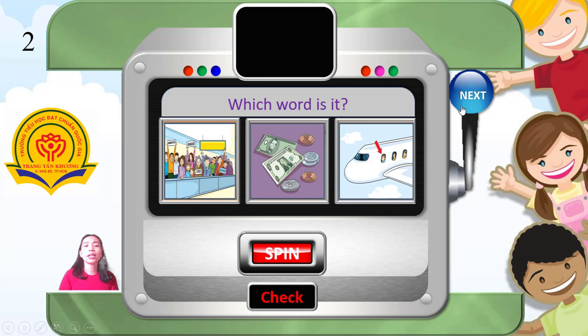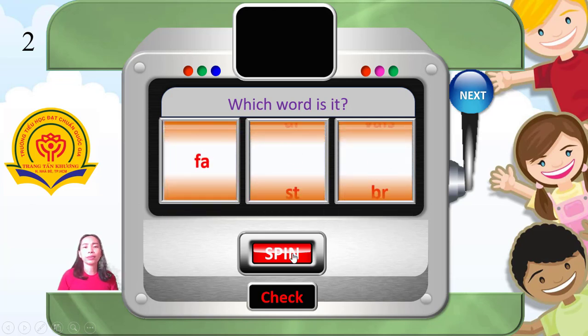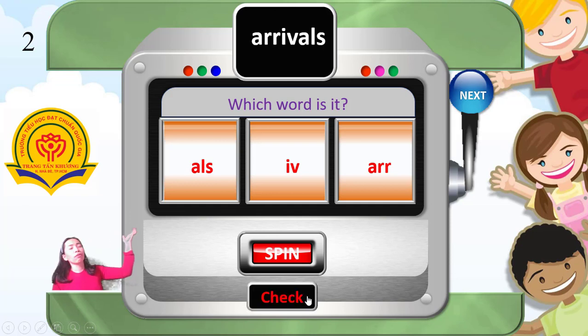The words are arrivals, money, and bus center. Now, you will look at the letters and guess what word it is. Are you ready? Let me spin. Oh, what word is it? Can you see the letters? Let me check. Arrivals. Next.